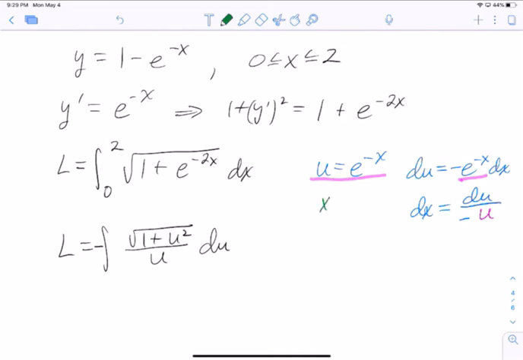We had limits in terms of x. We need limits in terms of u. X went from 0 to 2. Since u is equal to e to the negative x, when x is 0, u is 1. When x is 2, u is e to the negative 2. Those become our new limits of integration. Remember that at the very same step that we change our variable for the integral, that's when we change our limits of integration. You may have noticed that our integrand now has a square root of 1 plus u squared.